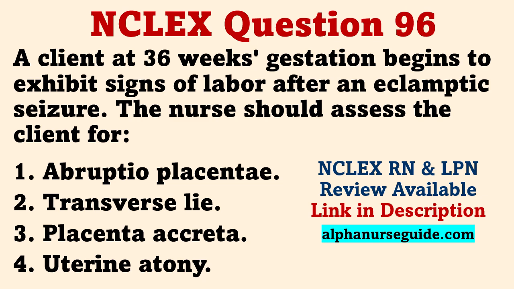Causes of a transverse lie may include relaxation of the abdominal wall secondary to grand multiparity, preterm fetus, placenta previa, abnormal uterus, contracted pelvis, and excessive amniotic fluid. Placenta accreta, a rare phenomenon, refers to a condition in which the placenta abnormally adheres to the uterine lining. Uterine atony, or relaxed uterus, may occur after childbirth, leading to postpartum hemorrhage.